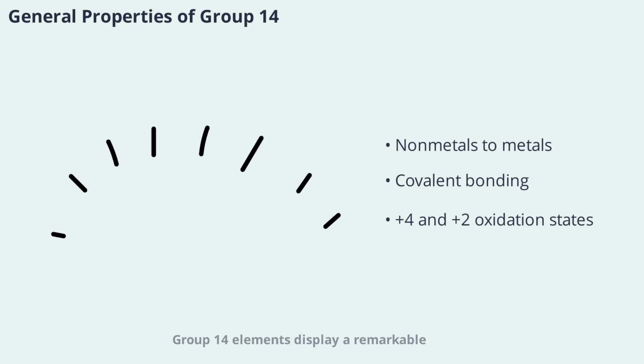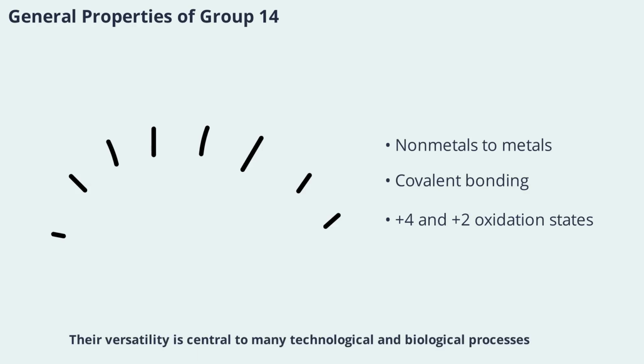Group 14 elements display a remarkable range of physical and chemical properties. Carbon is a nonmetal, silicon and germanium are metalloids, while tin and lead are metals. Their melting and boiling points vary widely, and their ability to form covalent bonds is a key feature. These elements commonly exhibit +4 and +2 oxidation states, with carbon and silicon favoring +4 and tin and lead often showing +2. Their versatility is central to many technological and biological processes.